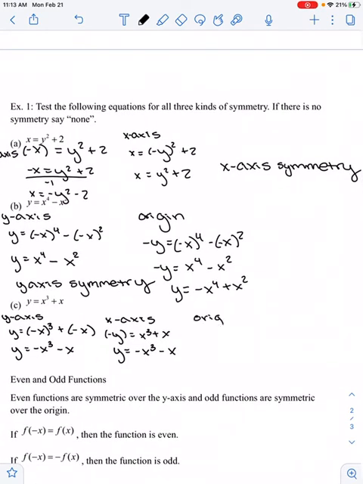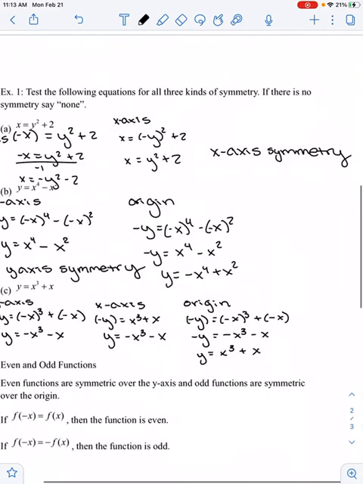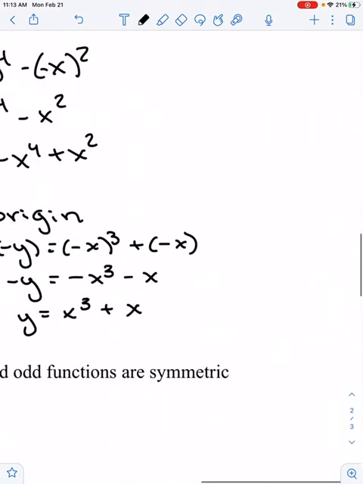So let's test for origin. And we're replacing negative x and negative y. So negative y equals negative x cubed minus x. And I'm going to divide everything by negative 1. And that does equal the original, so this has origin symmetry.